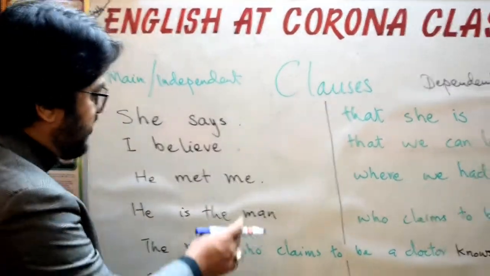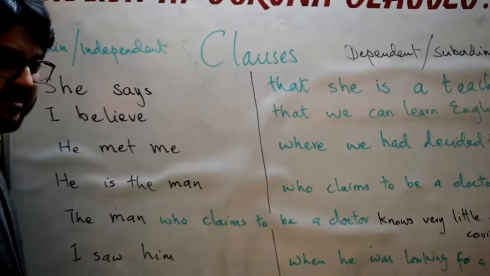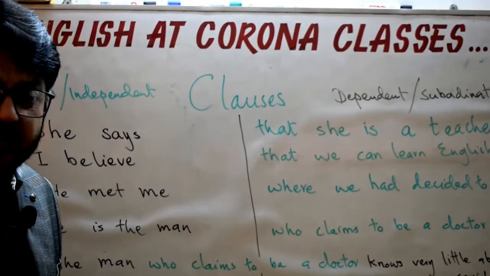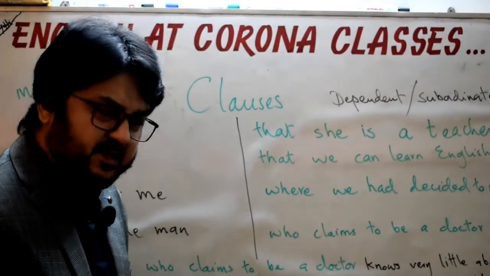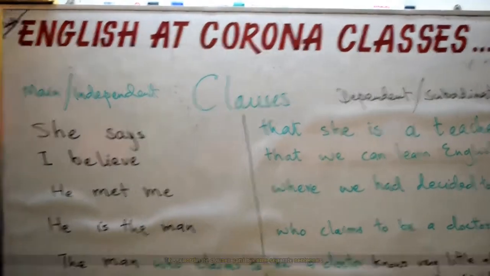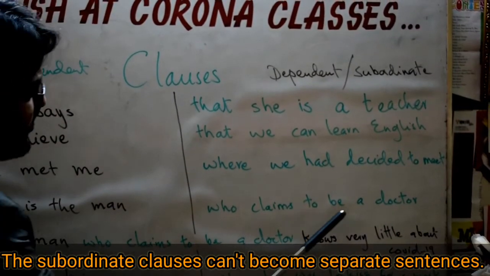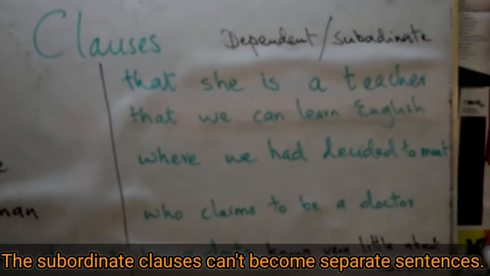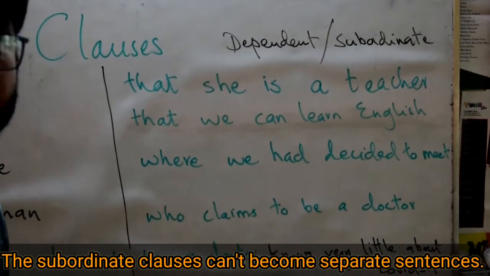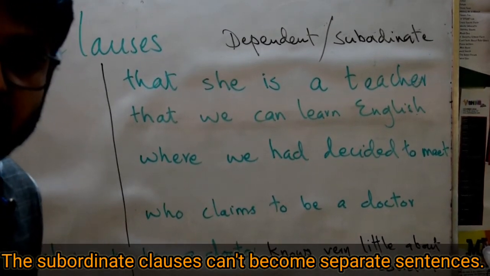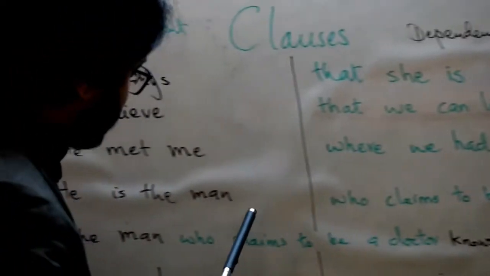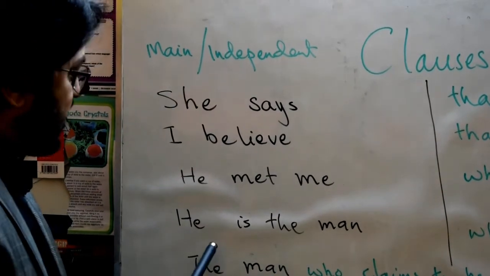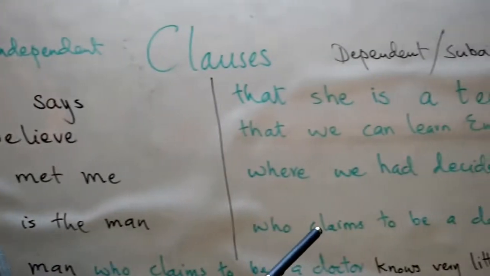Okay. Now what is the problem with the subordinate clauses? Not problem, by the way, just grammatically speaking. They depend on some part of the main clause. Understood? Come to the fourth example. Who claims to be a doctor? Will you be able to understand? No. Look at the main clause. Now connect this subordinate clause with the main clause. He is the man who claims to be a doctor.